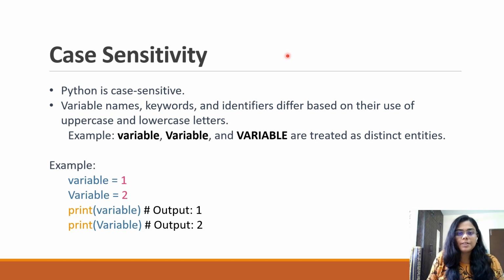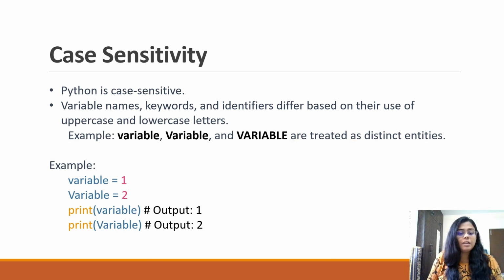Next is case sensitivity. As we already know, Python is a case sensitive language, meaning Python differentiates between lowercase and uppercase, which means that variable names, keywords, and identifiers all differ when they are defined in different cases. For example, as you can see, variable here is all small letters. This is completely different from Variable with a capital letter V, which is completely different from VARIABLE, all in capital letters. They are all treated as distinct entities.